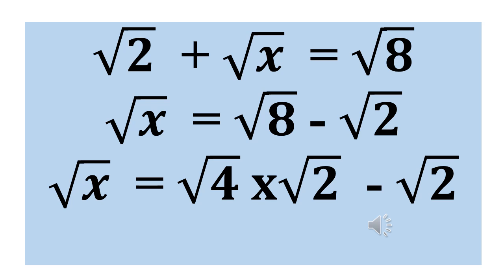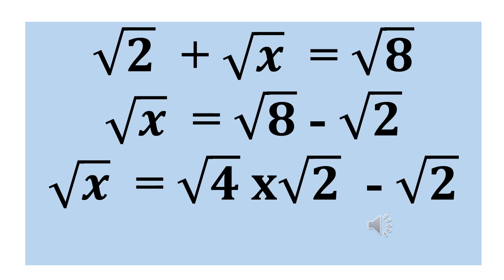So if we do that, we arrive at square root of x equals square root of 8 minus square root of 2. If we subtract square root of 2 from this side, square root of 2 plus square root of x minus square root of 2, the square root of 2 cancels out. So it will remain square root of x. Then at the other side, we have square root of 8 minus square root of 2. So that's how we arrive at square root of x equals square root of 8 minus square root of 2.